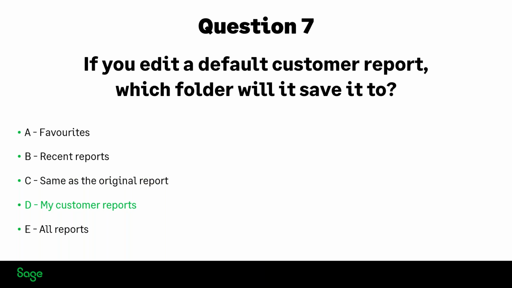So let's say you were editing an aged debtors report within customers. By default, when you go to do the file save as, it'll save it to the My Customer Reports, but there would be nothing to stop you saving it back to the aged debtors folder if you wanted to. But by default, it would be the My Customer Reports. So that's where you'll find them.